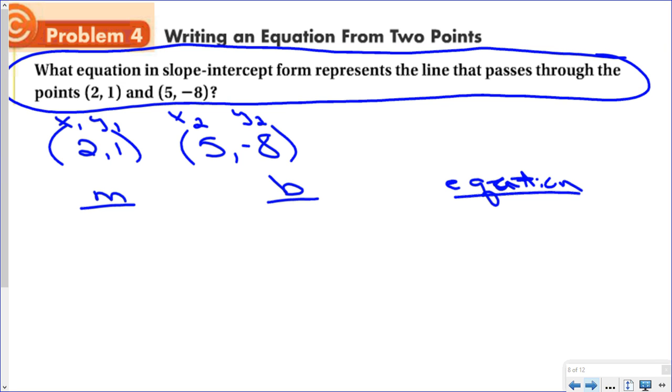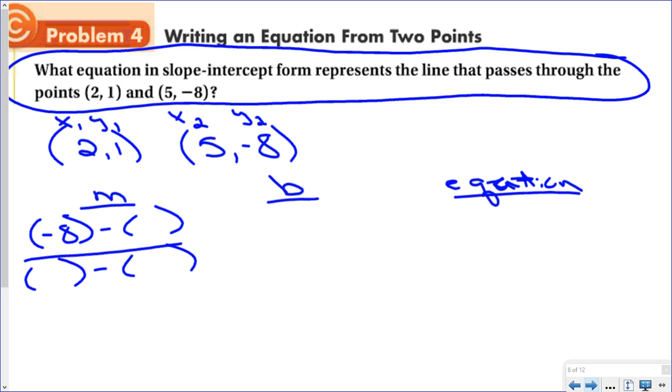All right, so your m is y2 minus y1 over x2 minus x1. Negative 8 would go first, then 1, 5, and 2. That would give you negative 9 over 3, which is negative 3. Your m is negative 3.